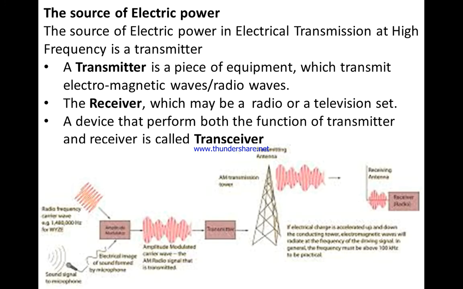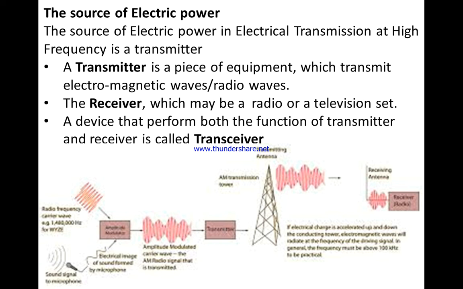Now, let us look at the source of electric power for electric transmission at high frequency. The source of power of electric transmission at high frequency is the transmitter. The transmitter is a piece of equipment which transmits electromagnetic waves or radio waves. This transmitter is enabled to transmit it by generating the required wave and then coding it and then transmitting it through the use of an aerial.